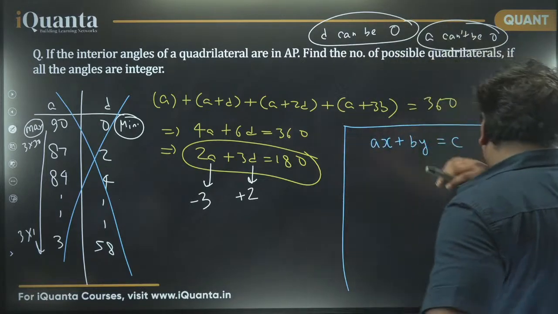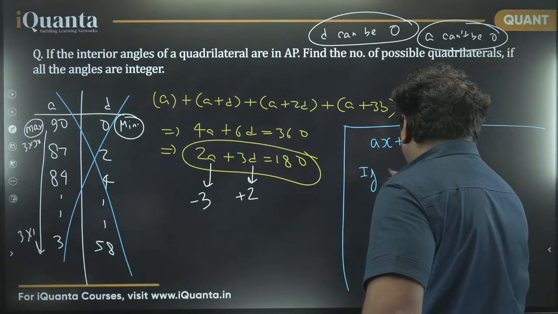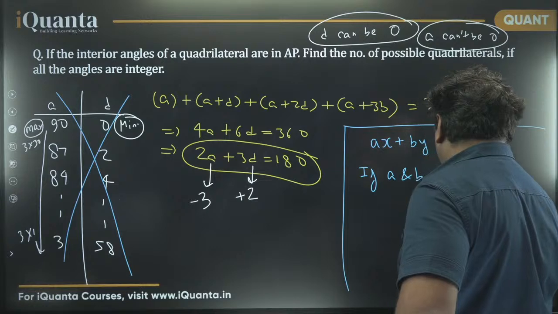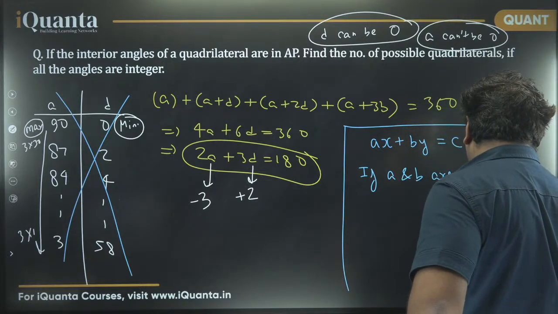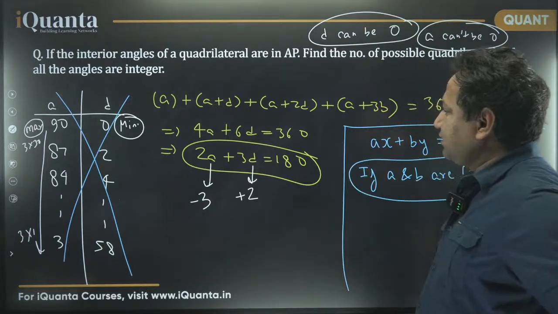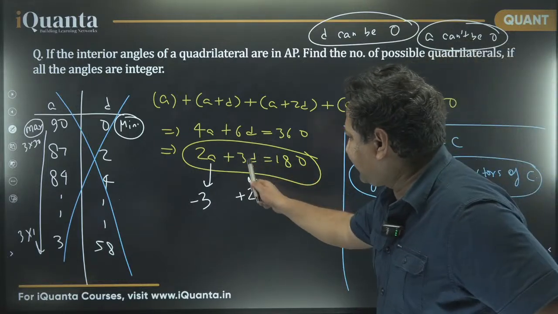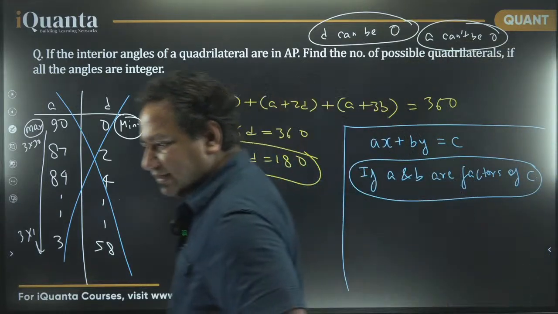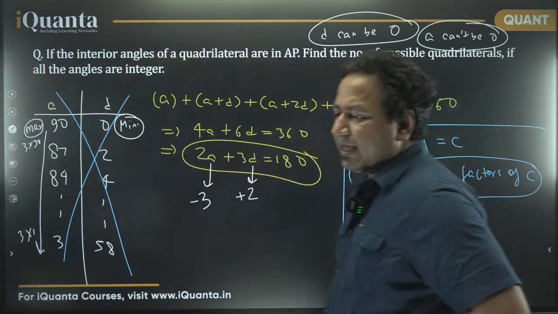देखो अभी क्या होगा. So there is a case if a and b are factors of c. If that happens, क्या यहाँ पे a और b factors हैं? 2 and 3 are factors of 180. Yes or no? It is there, right? बिल्कुल है.